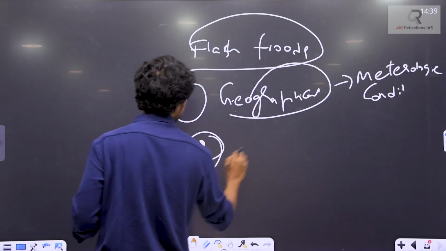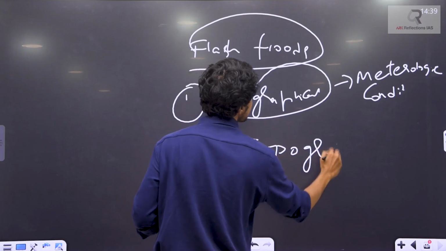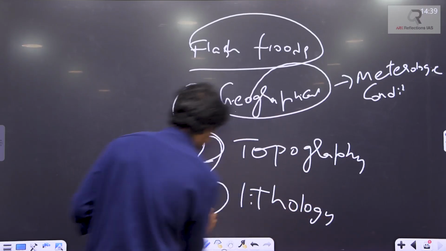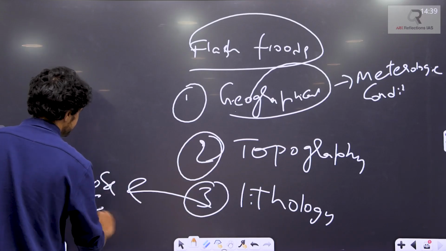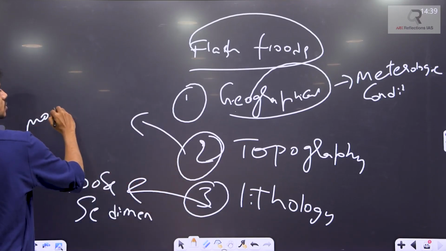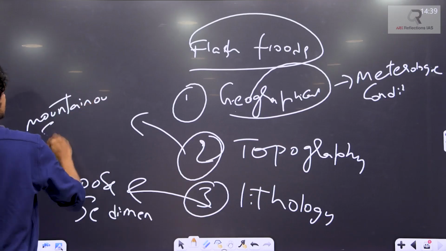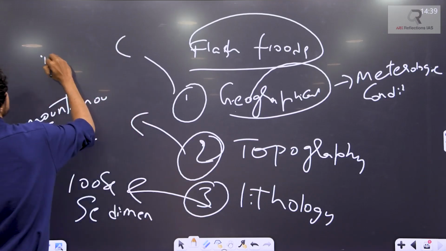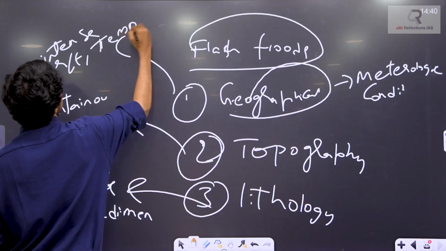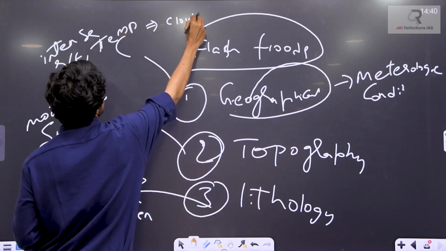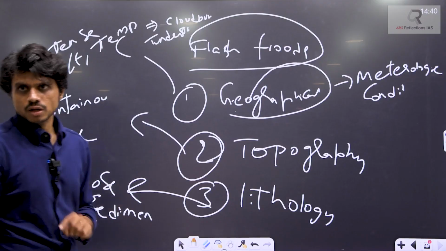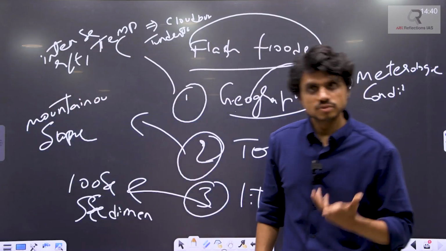Then topography. That is the mountain structure that I am talking about. Then I will talk about the lithology, where I have mentioned the loose sedimentary rock. Here I have mentioned the mountainous slopes. Now here I am talking about the intense rainfall and temperatures, which is resulting in the cloud burst or thunderstorms. So all these are playing a role to result in the flash floods.